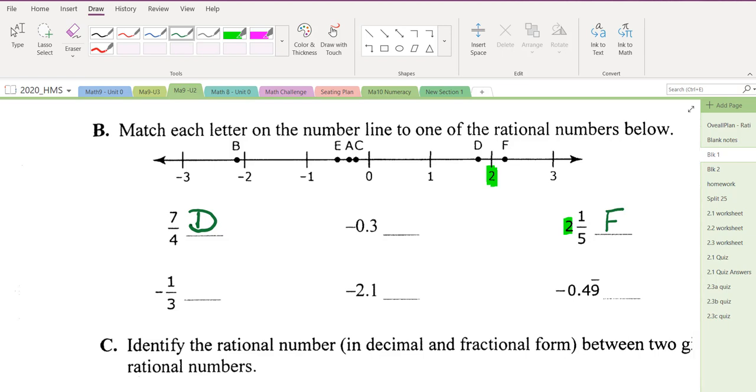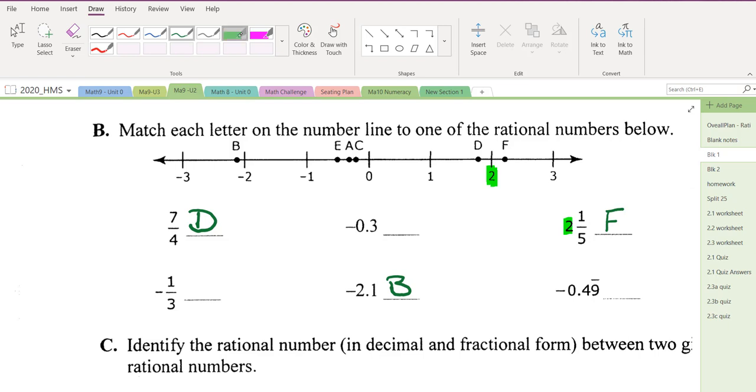Jacob? B, which is negative 2.1. So you're saying that one is the furthest to the left. That looks like the biggest negative number to me, right? Compared to all the other negative numbers I see, that looks the biggest one. Now we get to the hard part.